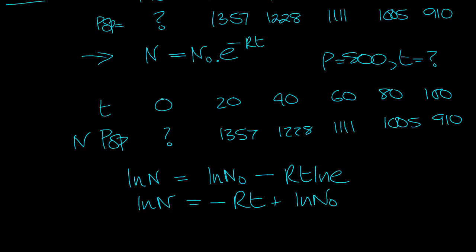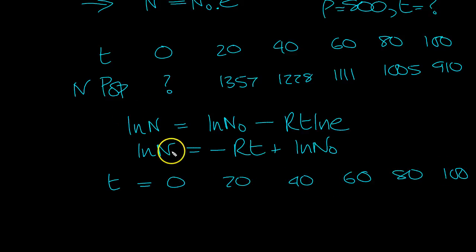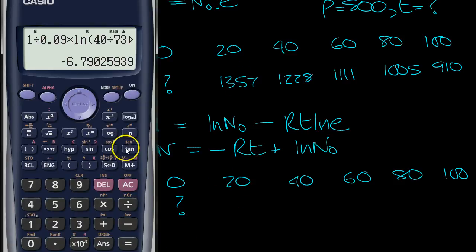Okay, so we need to plot t against ln. So t on the x-axis. Let's write that down again. Doesn't take a moment to do. And then ln. So we want ln of the population size. We don't know it here, but we know ln of 1357, ln of 1357, 7.21.